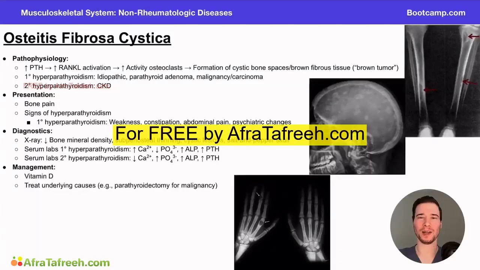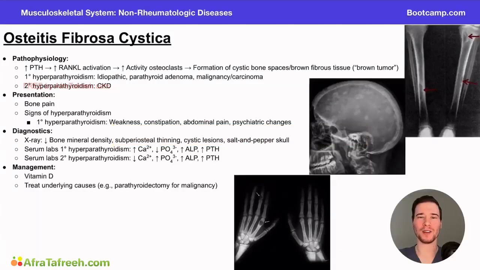Welcome back, everybody. David here again with Med School Boot Camp. So in this next video, we're going to talk about osteitis fibrosa cystica. Now, osteitis fibrosa cystica is something that can happen, a downstream effect that can happen when a patient has hyperparathyroidism.